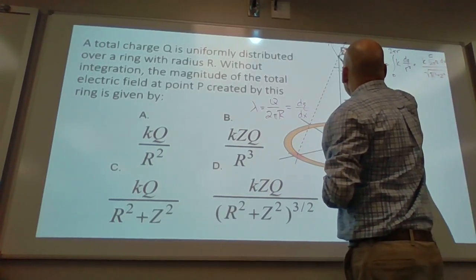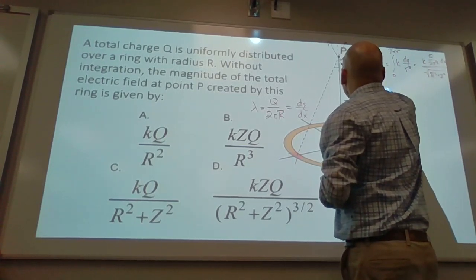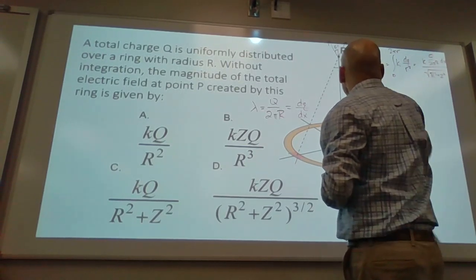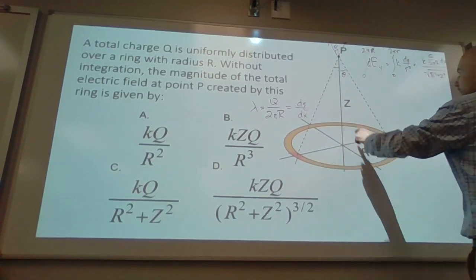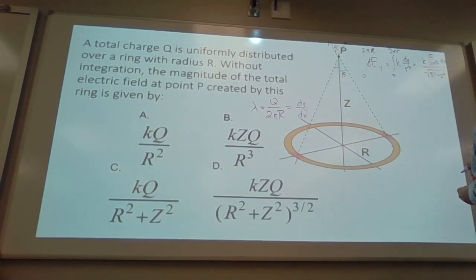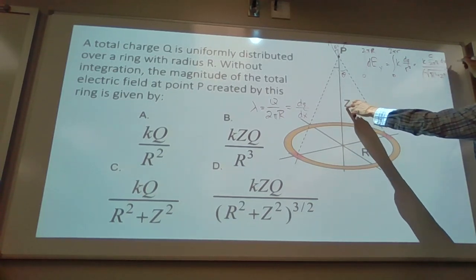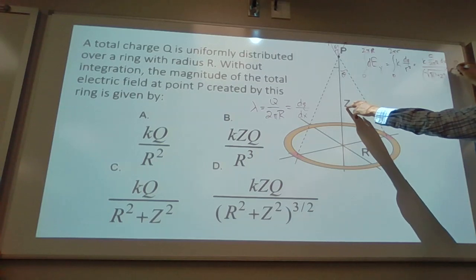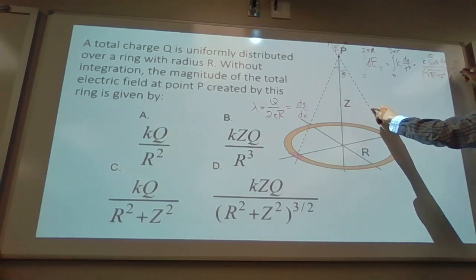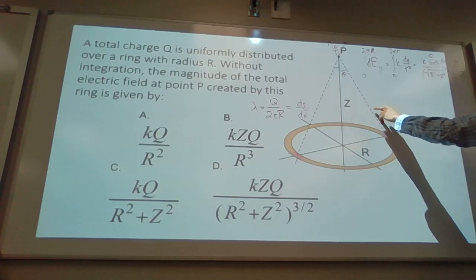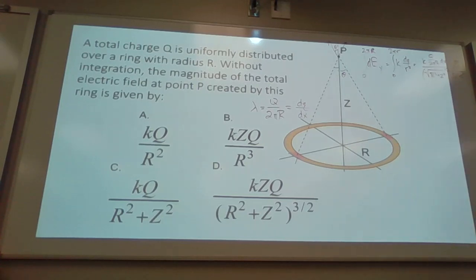This angle is the same thing as this angle, so I want the cosine of that. And then the cosine of that is going to be adjacent over hypotenuse. And the answer is D. Everybody okay with that?